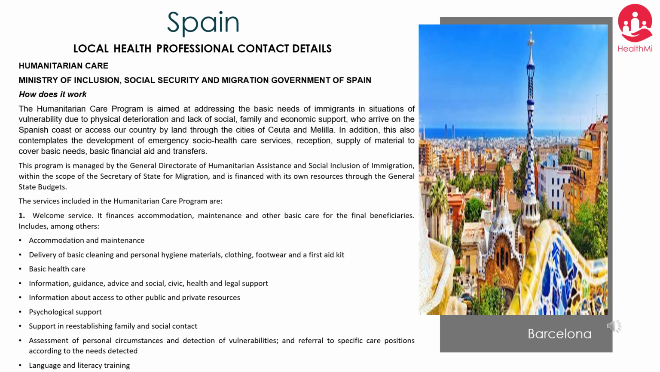The services included in the Humanitarian Care Programme are: 1. Welcome Service. It finances accommodation, maintenance, and other basic care for the final beneficiaries. Includes, among others, accommodation and maintenance, delivery of basic cleaning and personal hygiene materials, clothing, footwear, and a first aid kit. Basic healthcare, information, guidance, advice, and social, civic, health, and legal support. Information about access to other public and private resources. Psychological support, support in re-establishing family and social contact, assessment of personal circumstances and detection of vulnerabilities, and referral to specific care positions according to the needs detected, language and literacy training.